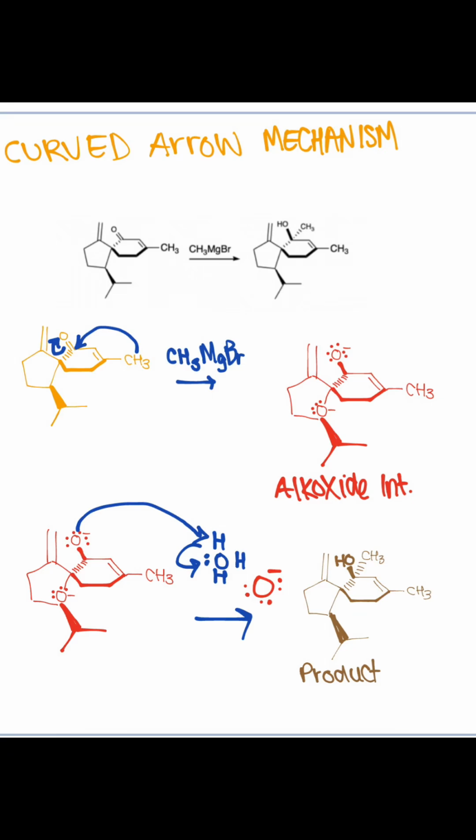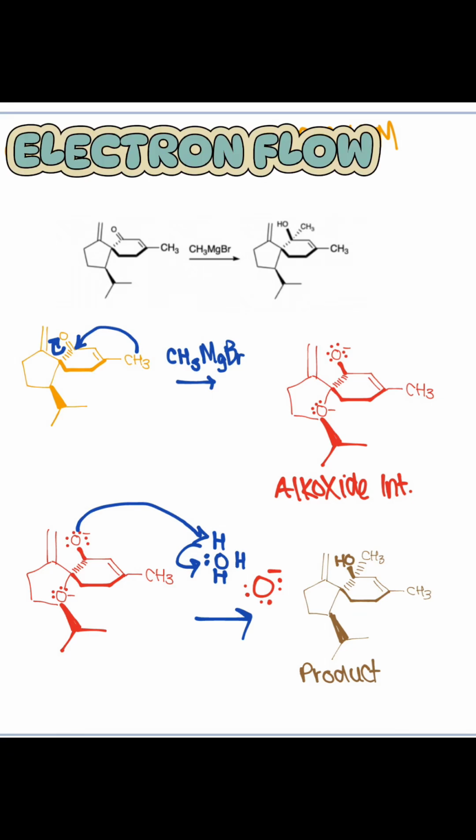Here's the image of the final product, and this is the nucleophilic addition reaction. Since we had a ketone interacting with the Grignard reagent, the product is a tertiary alcohol. So we're now going to just review the electron flow in this section.